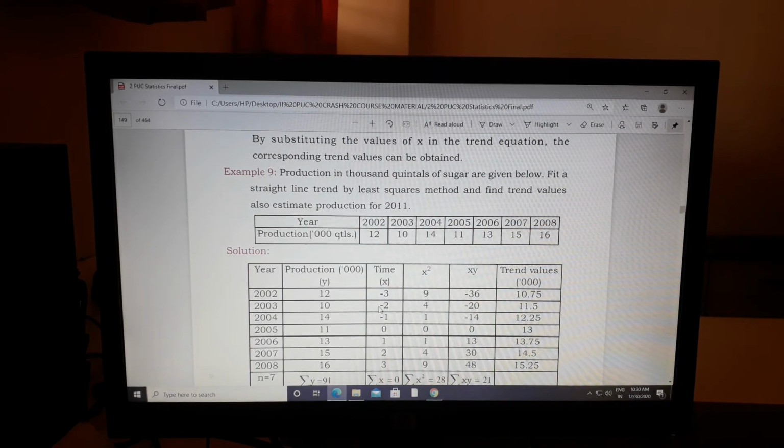Production in 1000 quintals of sugar are given below. Fit a straight line trend by least squares method and find trend values, and also estimate the production for 2011. So years are given 2002 to 2008, and production in terms of quintals 12, 10, 14, 11, 13, 15, 16.